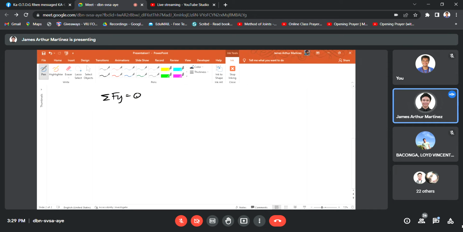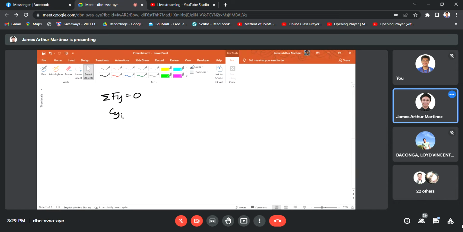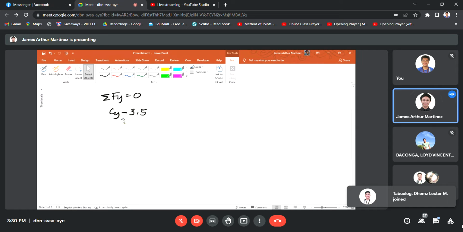on the y-axis equal to 0, you have Cy upward, and another one, 3.5, downward, and minus 3.5, and also the y component of 7 kips.